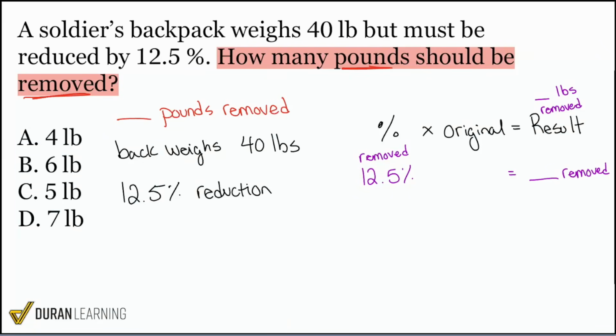Yeah, we're going to talk about that decimal movement for sure too. So remember, the original amount represents what you have at the very beginning, before any alterations, before any changes. That's right over here. That backpack, before anything was done, is at 40 pounds. So I'm going to write that 40 right over there.